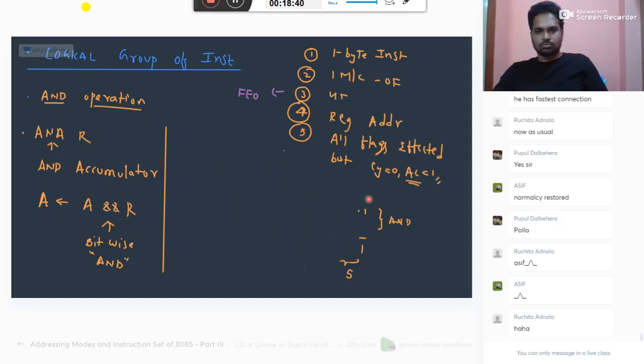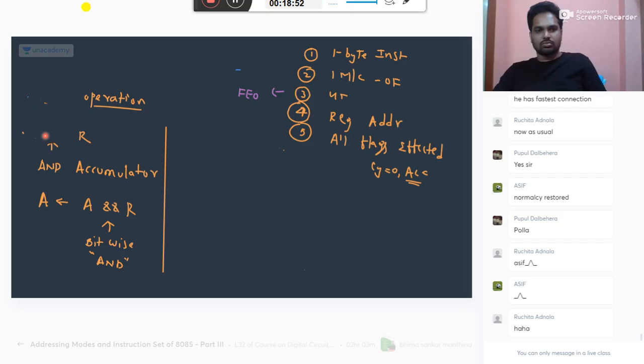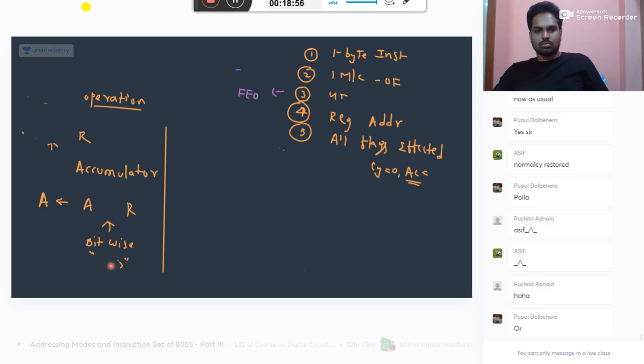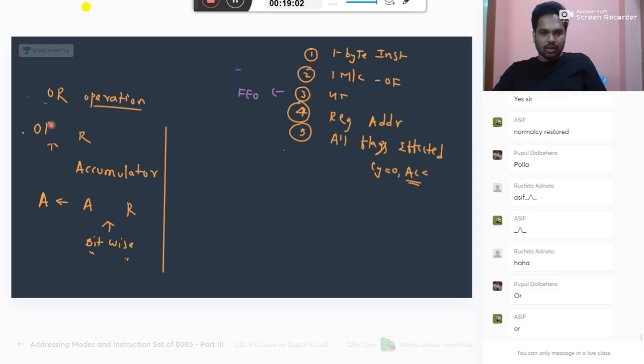Okay. This is one instruction you have, and you can also have the XOR operation. For the XOR operation, the instruction is XRA R. That is, accumulator is copied with A XOR R. Yeah, bitwise only. Why are you asking that?